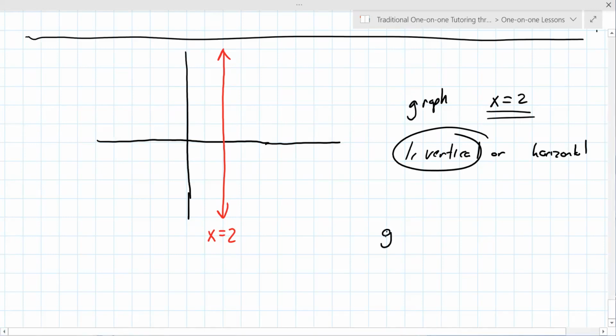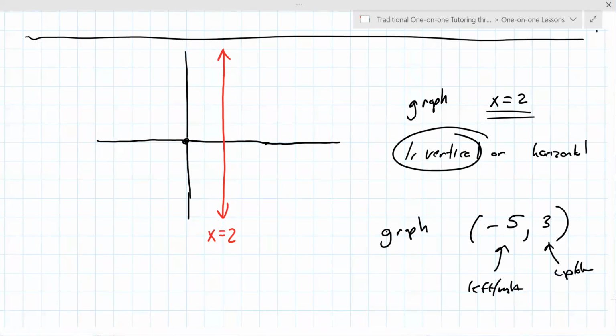All right, vertical. Now we're going to graph the ordered pair -5, comma 3. This is how much left or right you're going, and 3 is how much up or down you're going. So I want you to graph this ordered pair -5, comma 3. That's starting at the origin. I've graphed that. -5, comma 3. Yes, I want you to graph that.